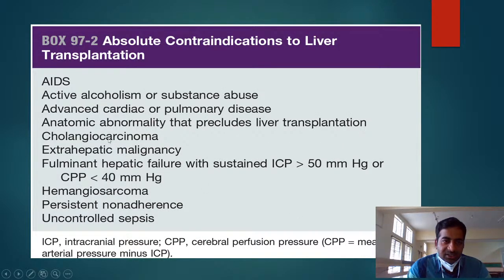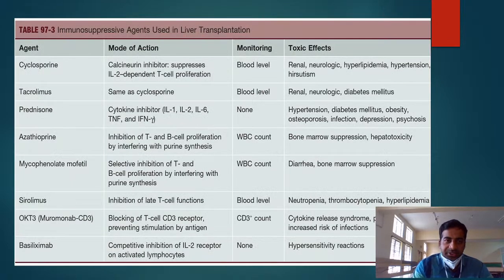Absolute contraindications: HIV/AIDS, an actively alcoholic patient or substance abuse, which is usually a contraindication. Advanced cardiac or pulmonary disease, anatomic abnormality that precludes liver transplantation, cholangiocarcinoma, extrahepatic malignancy, fulminant hepatic failure with intracranial pressure greater than 50 mm Hg or CPP less than 40 mm Hg, hemangiosarcoma, persistent non-adherence, and uncontrolled sepsis. All these are absolute contraindications to liver transplantation.